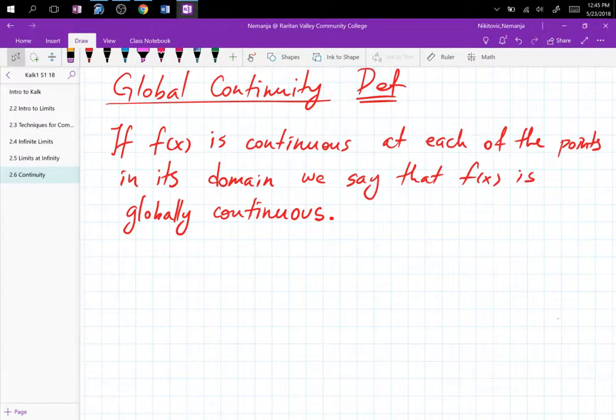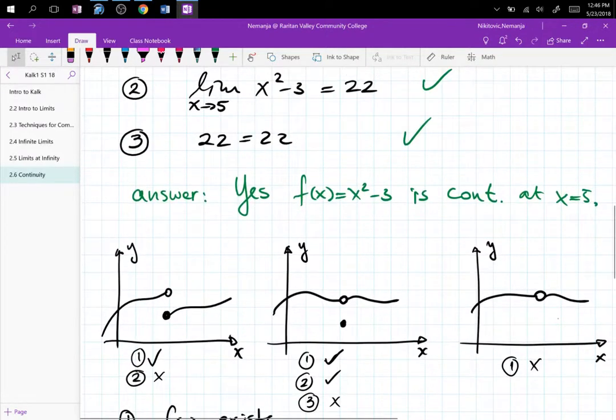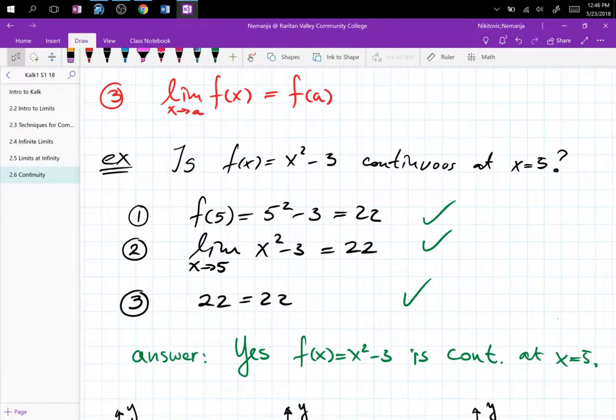The first definition said that this x squared minus 3 is continuous at 5. But then what's happening at 5.37? What's happening at negative 1.3?